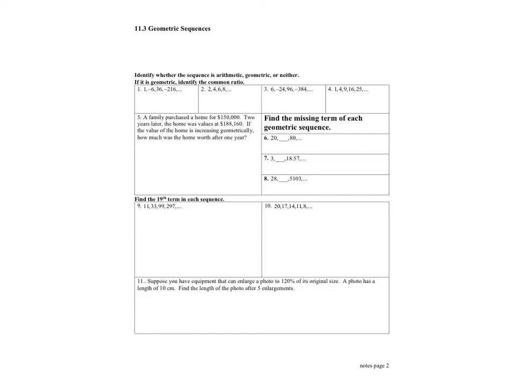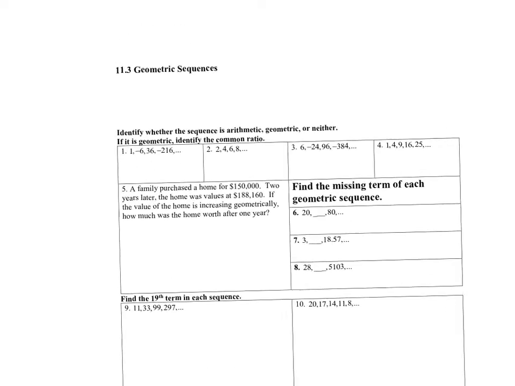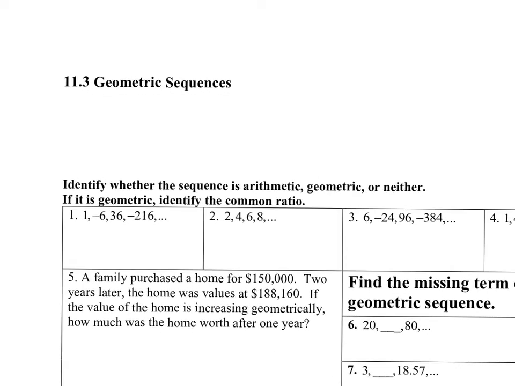If an arithmetic sequence goes up by the same amount, adding and subtracting, a geometric sequence goes up or down with multiplication. So in that case, we have a common ratio. All geometric sequences have a common ratio. To find the common ratio means divide. You're going to take the second term and divide it by the first term.